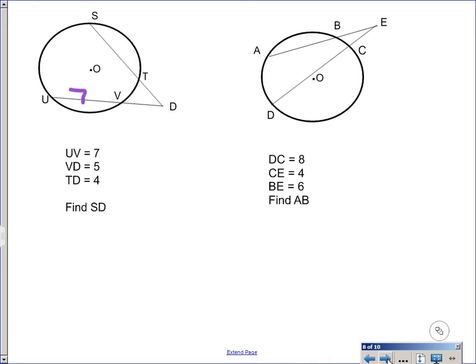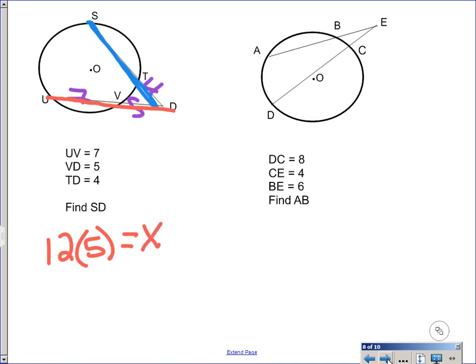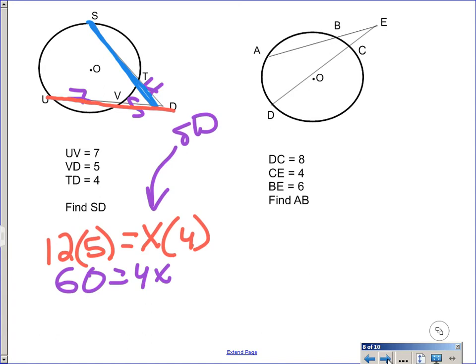U to V is 7. V to D is 5. T to D is 4. We don't know what S to D is. That's what we're trying to solve for. So I'm going to start with the one that has both informations, or both segments. The whole is 12 times my outside of 5, which equals my whole, which I don't know, times 4. So the value of x is for S to D, and that's the whole, which I don't know. 60 equals 4x, so x equals 15. So S to D equals 15, because that represented the whole in our example.